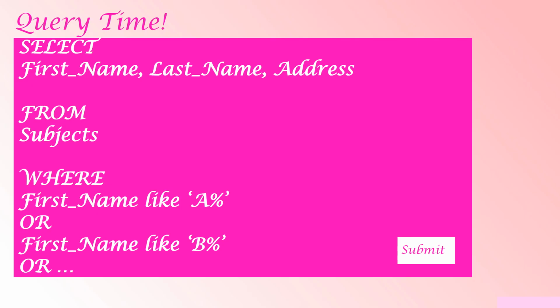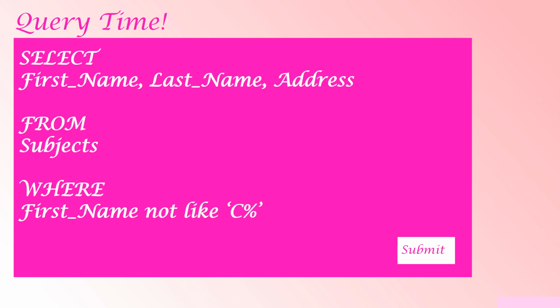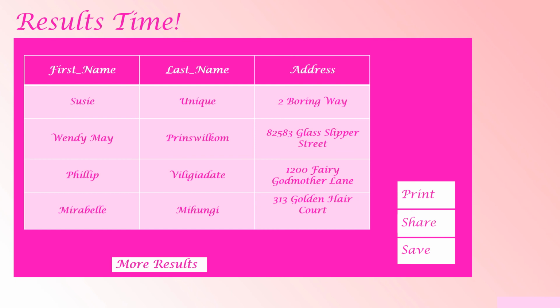Cinderella could write a query where she said subject first name like A, or subject first name like B, or subject first name like D, or subject first name like E, and so on. So she'd have 25 lines of conditions. Or, much easier, she could write a query where she said subject first name not like C%. Only one condition. She would get a result set that was the same for both queries, where no subject first name started with the letter C.